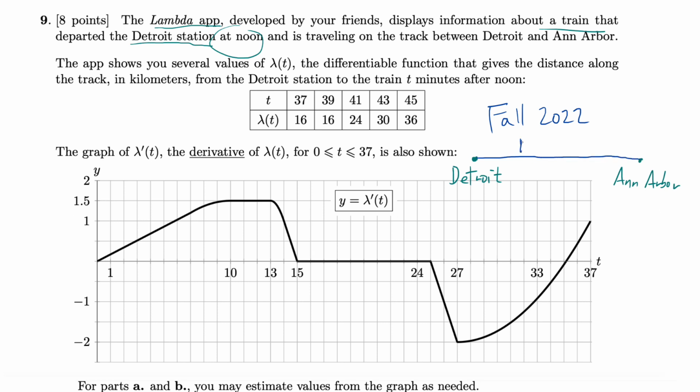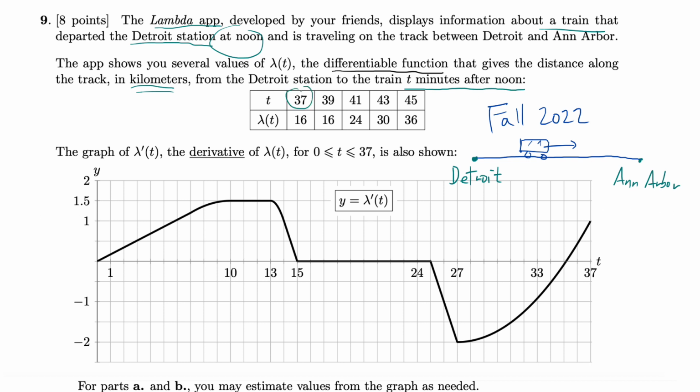And we have a train. So maybe this is a train. Obviously, this is not the best picture, but it's traveling along this track. And this app is giving us some information about the train. In fact, it gives you several values of lambda t, which we know is a differentiable function, and it gives the distance along the track in kilometers from the Detroit station to the train t minutes after noon.